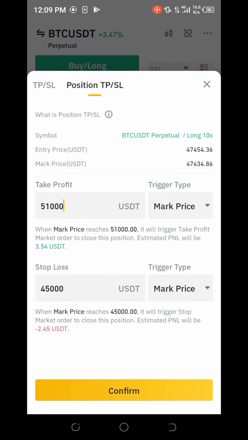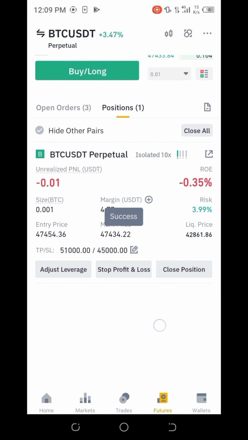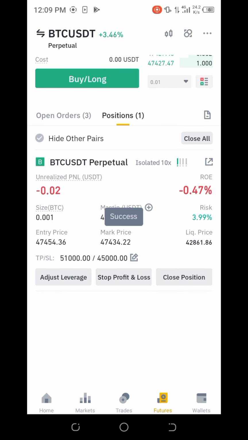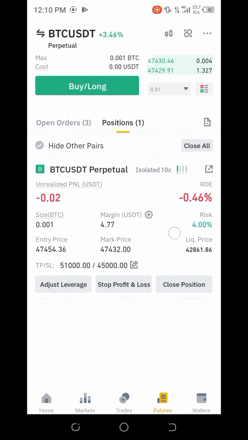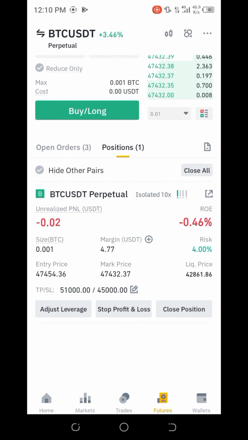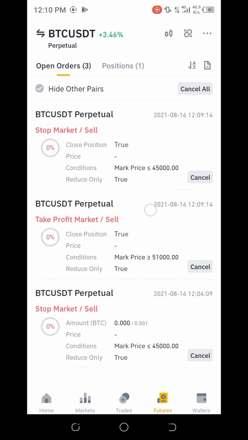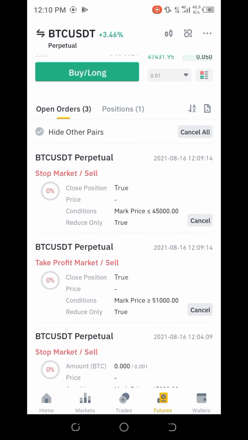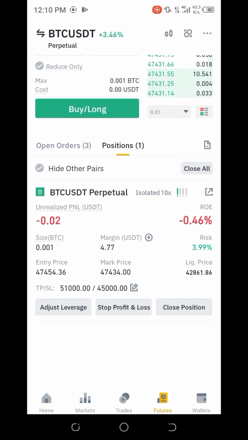Now we are going to confirm this. When I confirm it here, you will see it. I have set my take profit. I have set my stop loss. So from here you can see that I have 3 open orders. These are the take profit and the stop loss that I performed on this trade. So when BTC gets to that level, then the market is going to get filled.